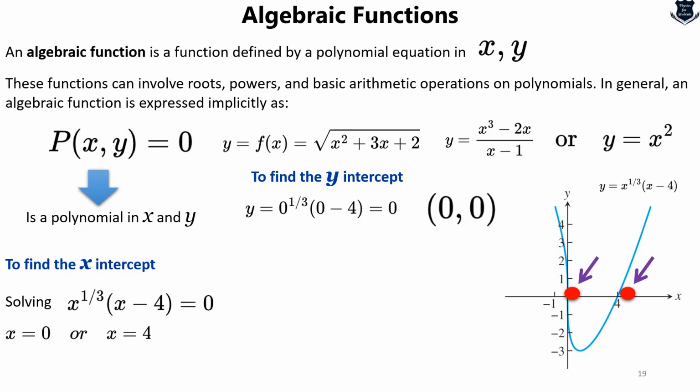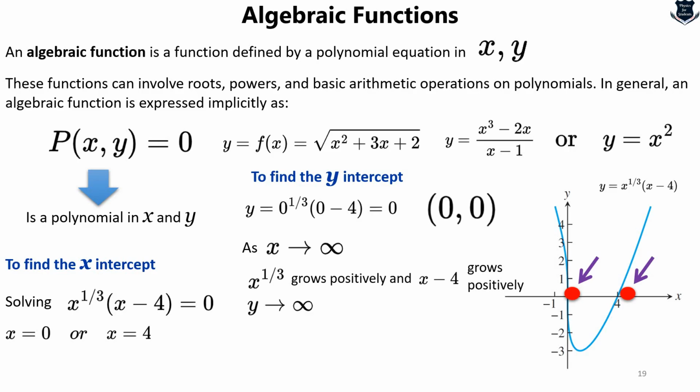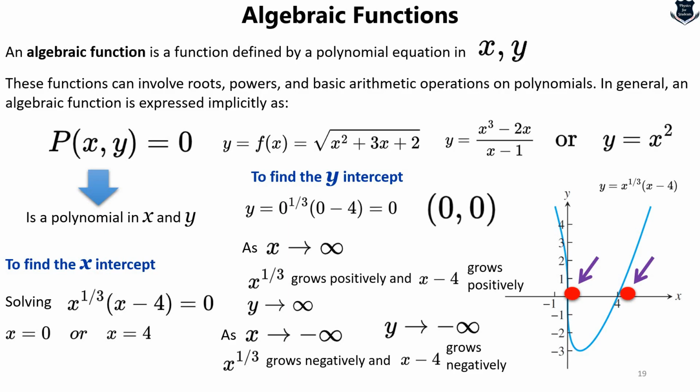So the end behavior of this curve is that as x approaches positive infinity, x to the power 1 upon 3 grows positively, and x minus 4 also grows positively, so y goes towards positive infinity. As x goes towards negative infinity, x minus 4 also goes negatively, and we get y which is going negatively.